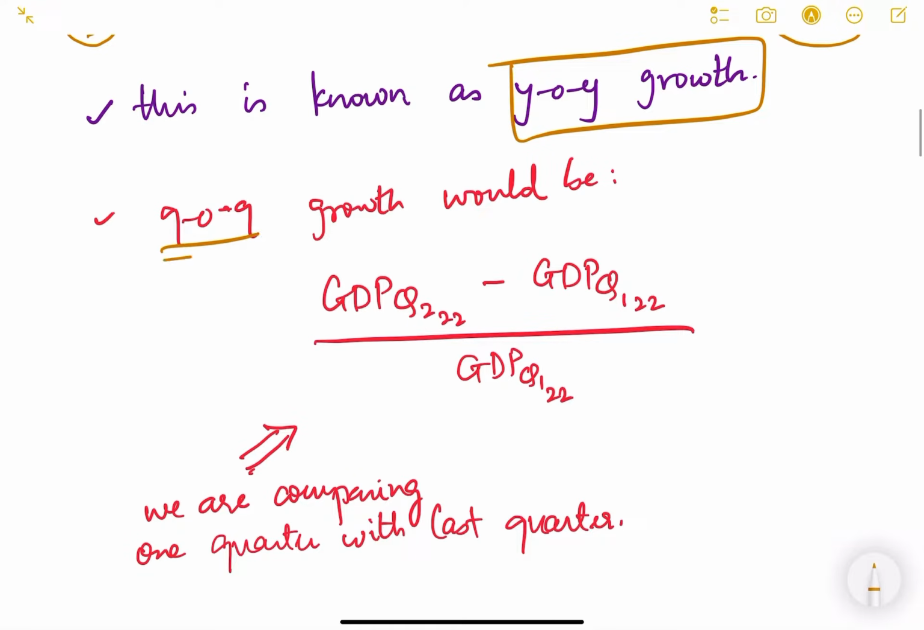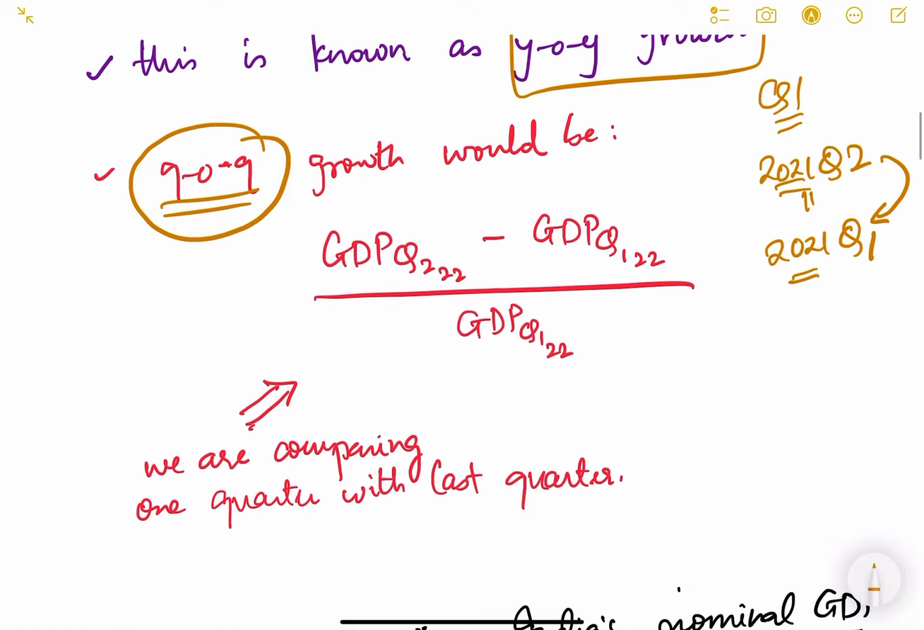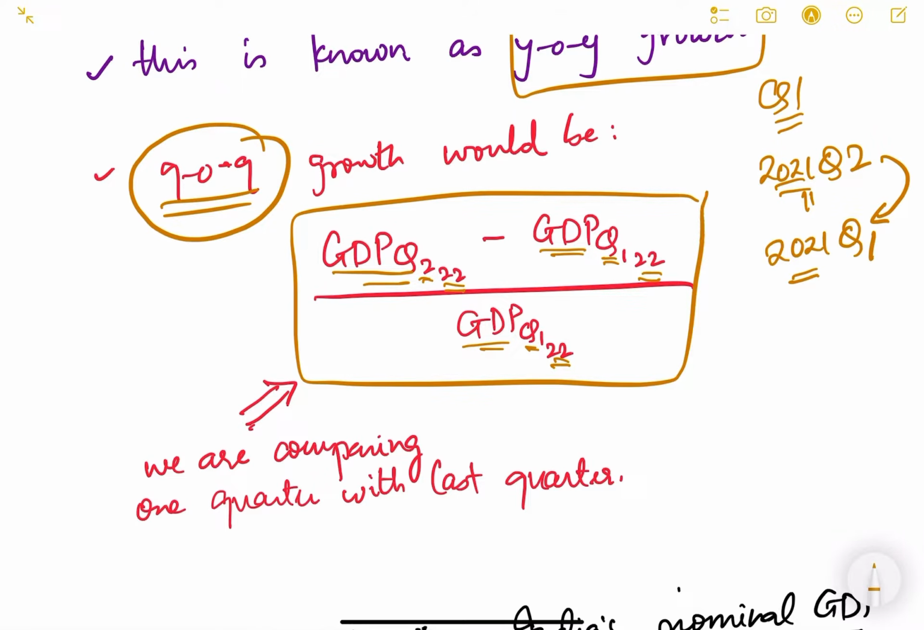Now, why is it not called quarter on quarter growth? See, we are looking at the quarters, then why is it not called quarter on quarter? Quarter on quarter would be 2021 quarter 2 compared against 2021 quarter 1, the previous quarter of the same year. Okay, this 3 months is compared to the previous 3 months, like that. So it would be GDP of quarter 2 of 22 minus GDP of quarter 1 of 22 divided by GDP of quarter 1 of 22. This will be the quarterly growth.